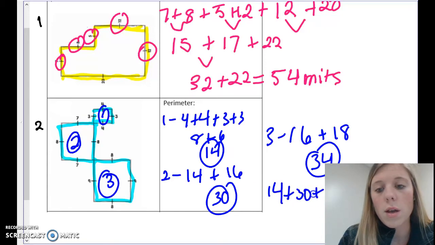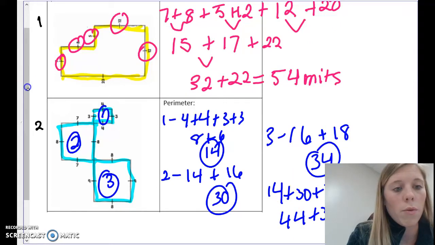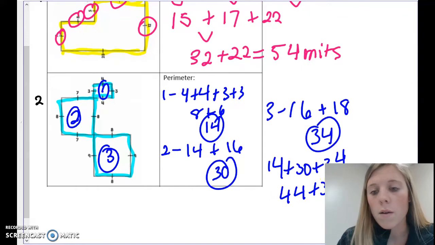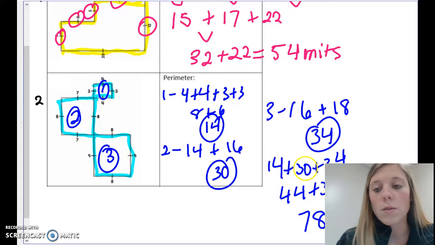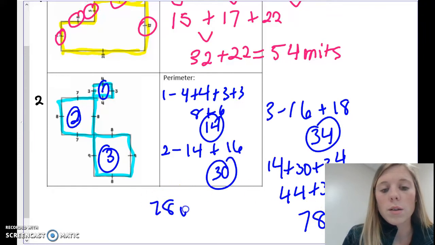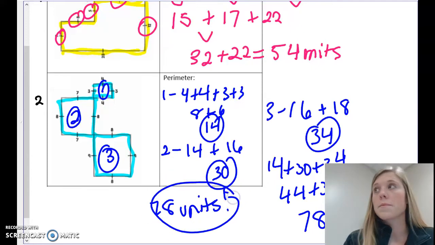14 plus 30 is 44. Well, that gives me 44 plus 34. I need more room. And then 4 and 4 makes 8. 3 and 4 makes 7. So this one is 78, right over here, 78 units for the perimeter there.